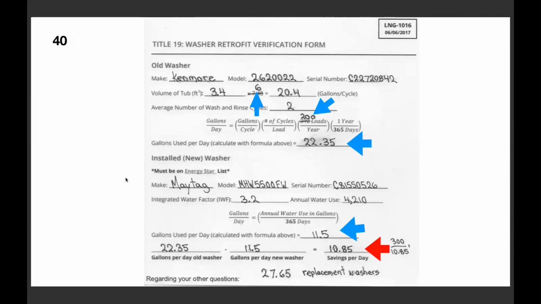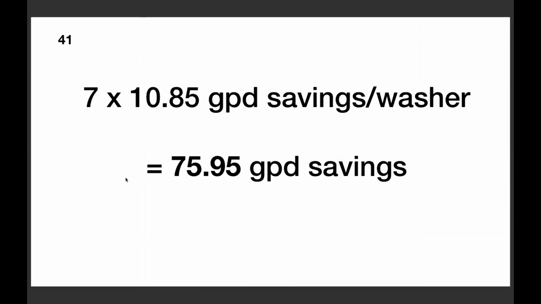It would take 28 replacement washers to meet the 2 to 1 offset goal, not the 7 that were replaced. The 7 washers actually saved 76 gallons per day, not 302, a 2 to 1 offset, not 150 gallons per day, a 1 to 1 offset, but a 1 to 2 offset. We lost water on this deal and all others like it in the past and present. More water was used, not saved.